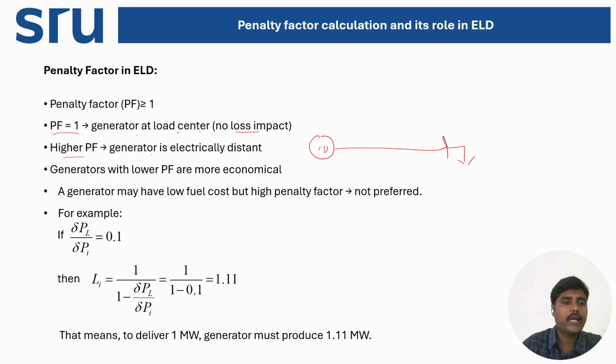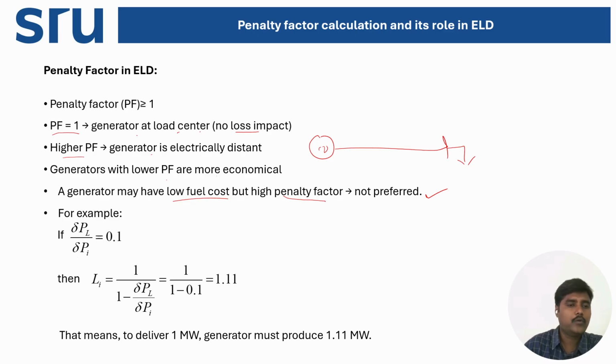Generators with a lower penalty factor are more economical. If there are two generators having two different penalty factors, we obviously choose the generator with the lowest penalty factor. A generator may have low fuel cost but a high penalty factor. This case cannot be the preferred one. You can understand this by using this example.